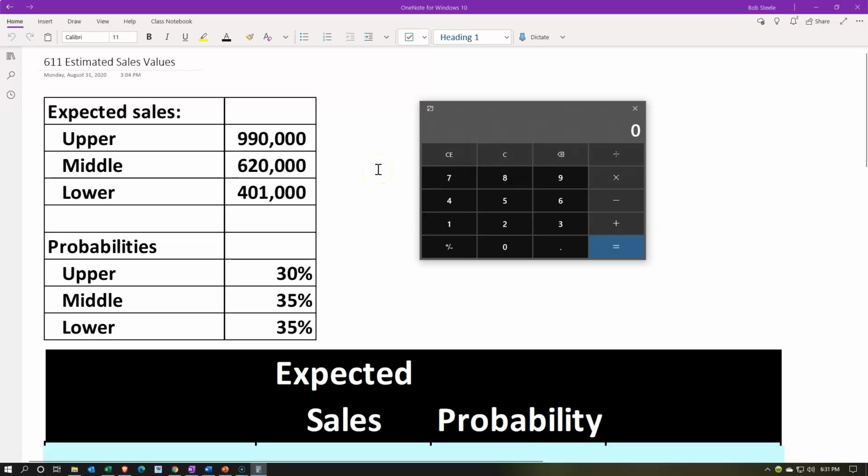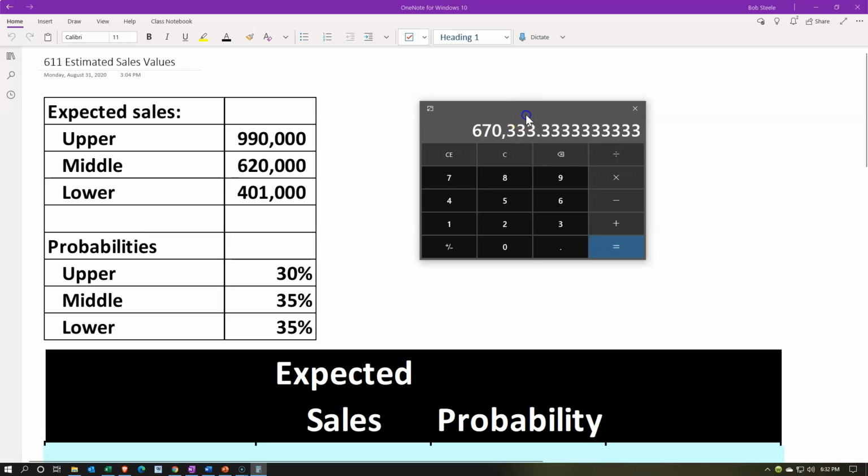Now, one way we can do that obviously is to take the 990,000 plus the 620,000 plus the 401,000, and then divide by 3 for our three different scenarios, and we get 670,000. That would be equally weighting these three outcomes. If we equally weight these three outcomes, 1/3, 1/3, 1/3, you're adding them up and dividing by 3, same thing, then we can choose this number and say that looks like our average based on our three possible outcomes.